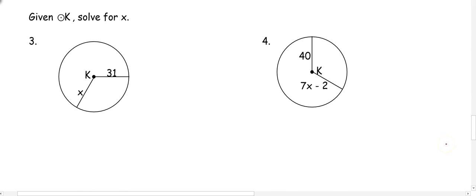Now the last part is solving for x. So all of these are radii. Remember that in a circle, your radii are congruent. So all radii, anything that's drawn from the center to the edge of the circle, has to be congruent in a circle. So in this case, if one radius is 31, x also has to be 31. In number 4, one of the radii is 40, so the other radius has to be congruent, which is also 40. So we can set those equal to solve for x. So we're going to add 2 to both sides and divide, so x is 6.